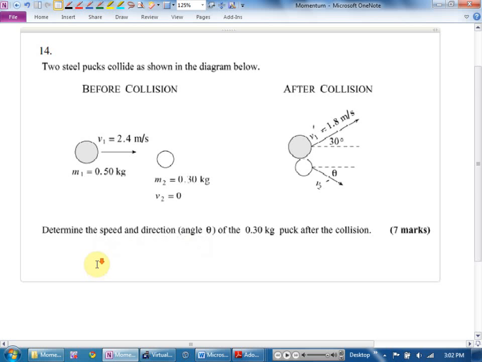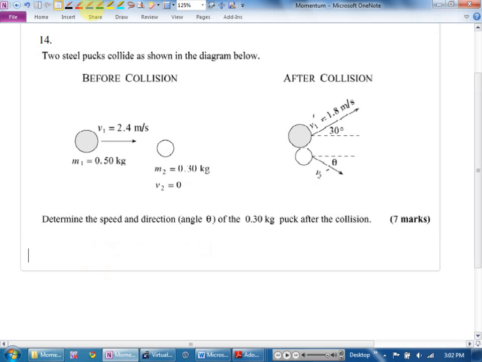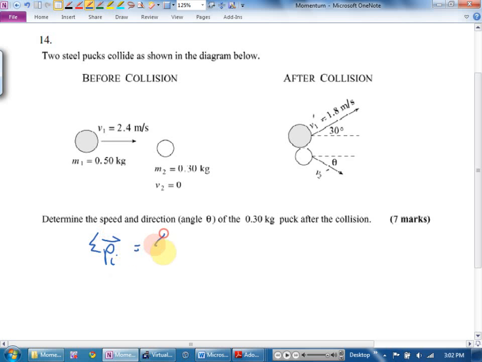Collision. Momentum. So I think the first thing that I would do is go the sum of all the momentum before the collision equals the sum of all the momentum after the collision. Before the collision, what was moving? Mass 1, mass 2, or both? So I'm going to have momentum of mass 1 initial. After the collision, what's moving? Mass 1, mass 2, or both? Stuck together? Oh, I got to list them separately, though. Mass 1 final and mass 2 final.